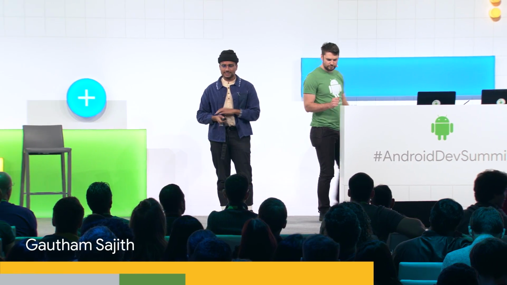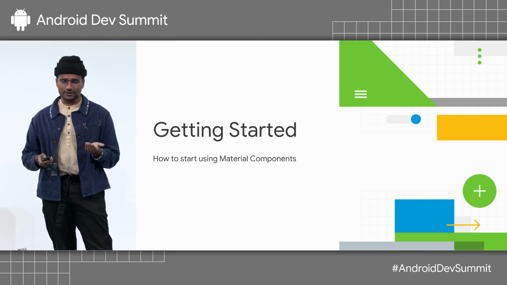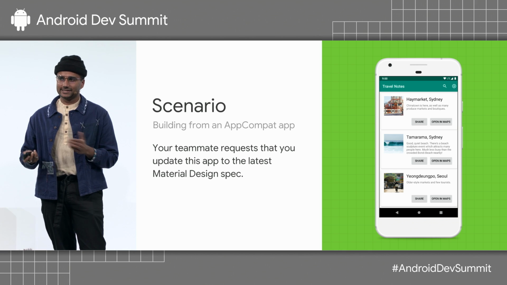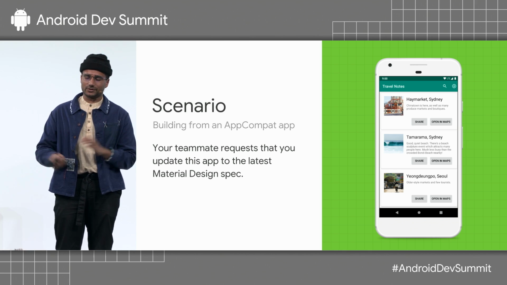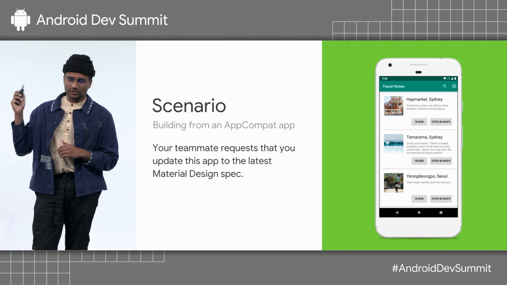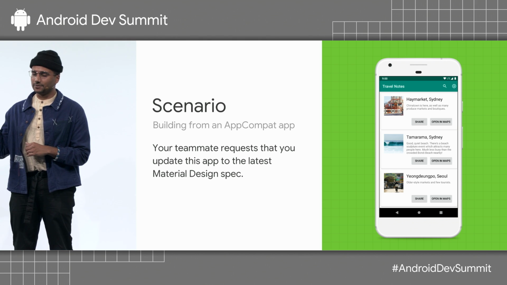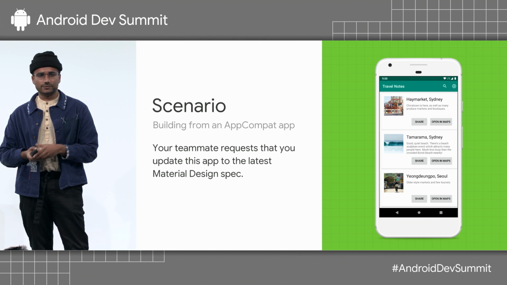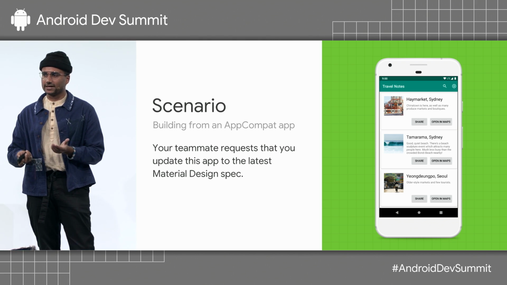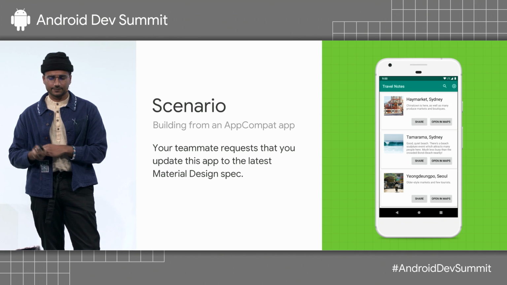Cool. So now let's get talking about how to actually get started using the material components library. So imagine this scenario that we'll come back to a couple times throughout this talk. You've got this fairly plain app that you built from just straight AppCompat, and your teammate asks you to redesign this using the material design spec. So how do you go about doing this?